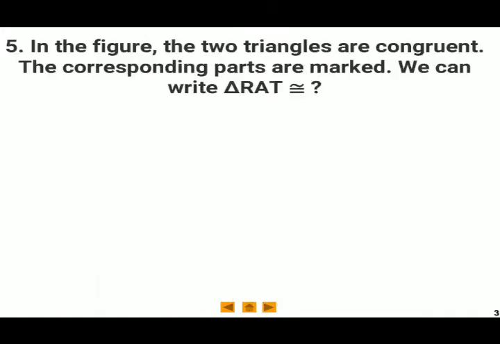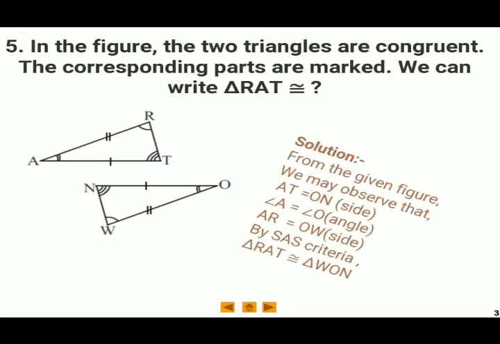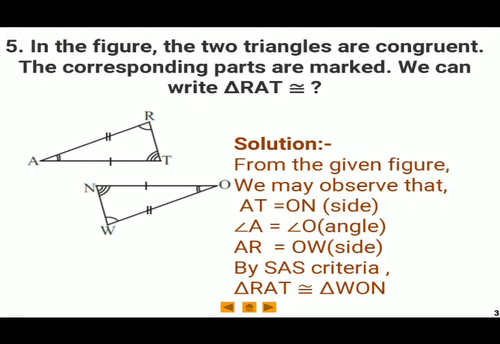In the figure, the two triangles are congruent, and the corresponding parts are marked. We can write triangle RAT is congruent to which triangle? Here you can see the diagram. All the angles and the sides which are equal are marked over here. Now you have to find out which triangle RAT will be congruent with, and in which manner it is congruent. So you have to just write it out from the figure given.